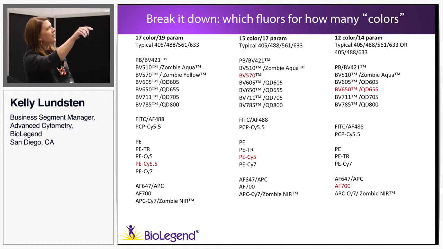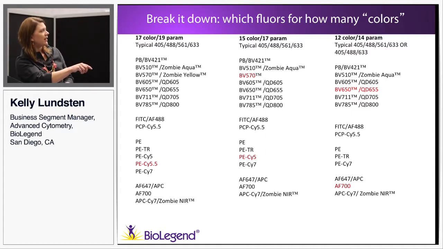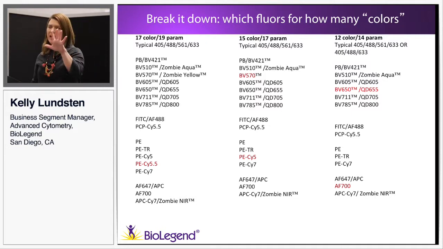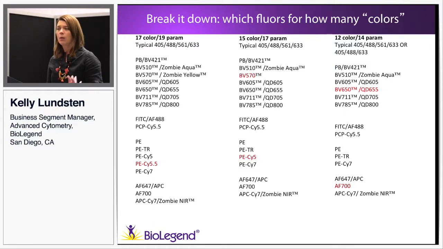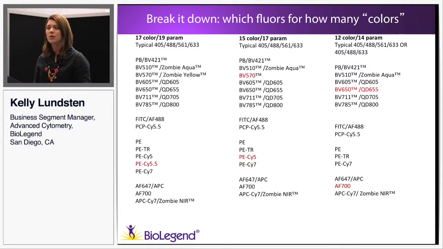When I go to 15 colors or 17 parameters, I can get rid of some of my more problematic fluors. PE-Cy5 is a level 5 brightness on a scale of 1 to 5. It's outrageously bright, and he's extremely promiscuous. He spills into all of his neighbors. If I'm going to use him, and I have to use him when I'm doing 16 colors, I'm going to make sure that I'm able to dump him as best I can. I want to exclude him from analysis. It doesn't mean I don't use him, but I make sure that he doesn't screw up the rest of my panel.